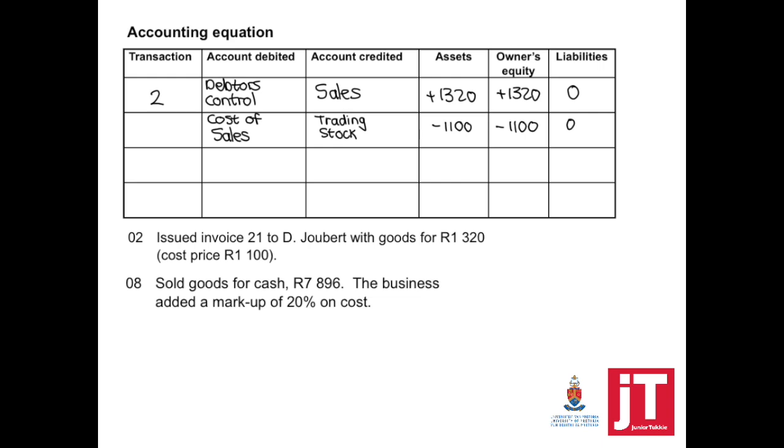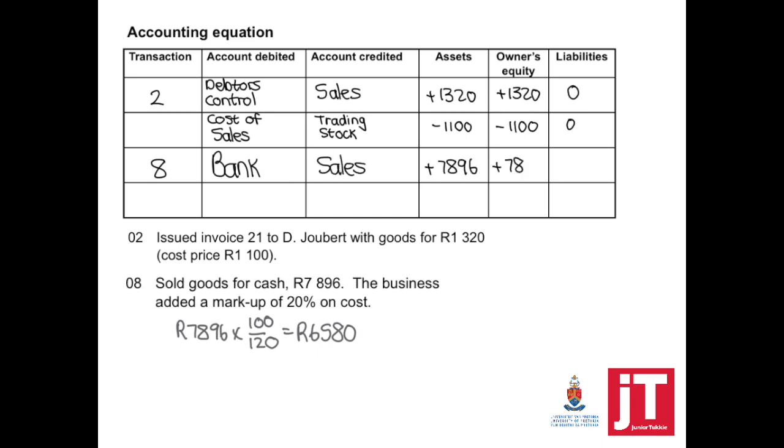Day 8, sold goods for cash, 7,896. Again, we have the selling price and we have the cost. And the cost we calculated was 6,580. To show the selling price, bank is debited, sales is credited. Assets plus, owner's equity plus. To show the cost, cost of sales is debited, trading stock is credited, assets minus, owner's equity minus. Nothing happened with your liabilities.